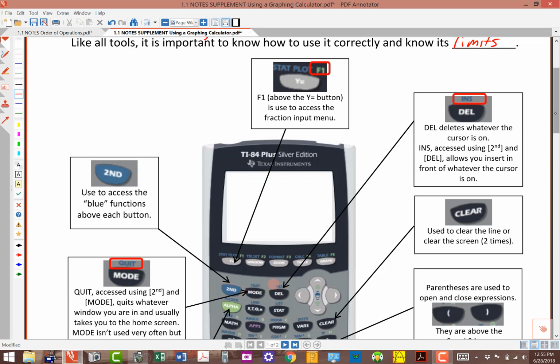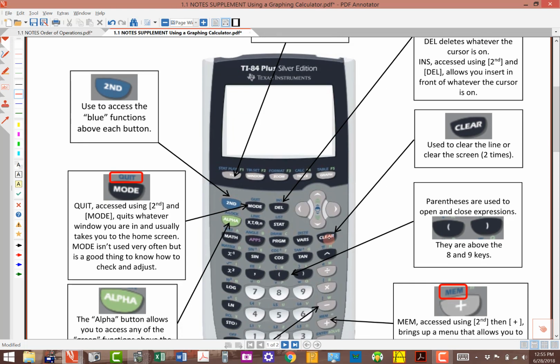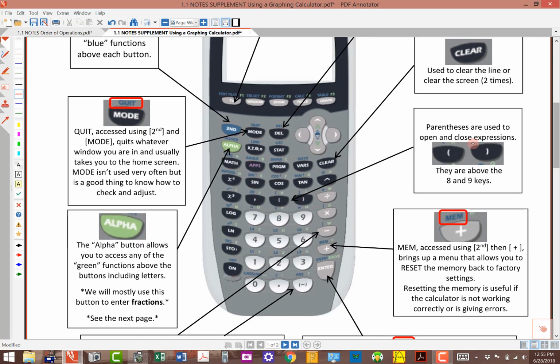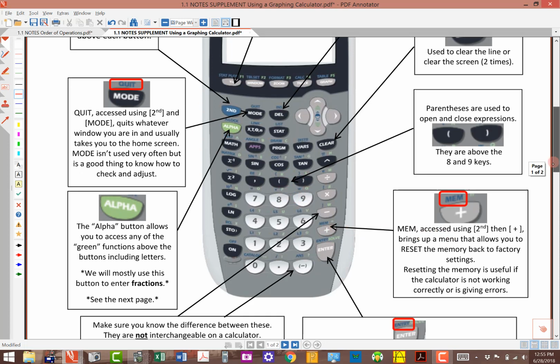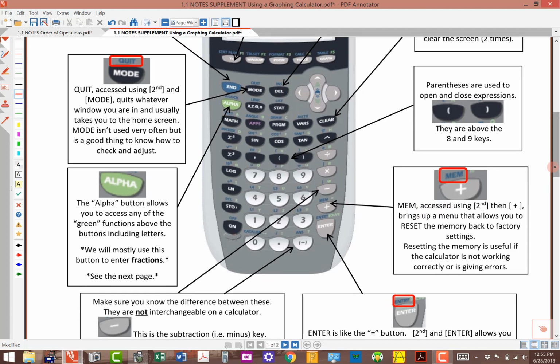We'll pull that up. You'll notice the clear button going over on this side. If you hit it once, it clears the line you're on. If you hit it twice, it clears the entire screen. The parentheses are used quite a bit. You'll notice the parentheses right above here, above the 8 and the 9 key. And then we've got the memory button right here. We are going to use the memory button here in just a second.